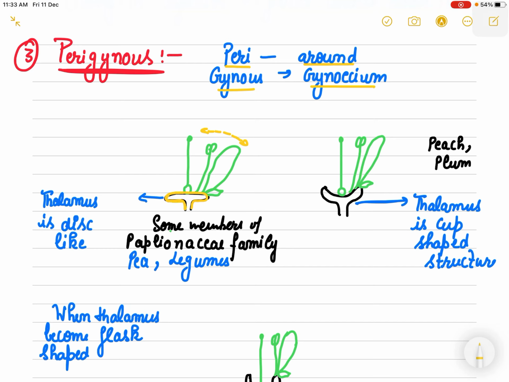disc like. Then there is another type in which the thalamus is cup shaped. In this, the ovary is a little lower, but the position is the same. Now the other floral whorls are also arranged around the ovary. Peach and plum are examples in which the thalamus is a cup shaped structure.